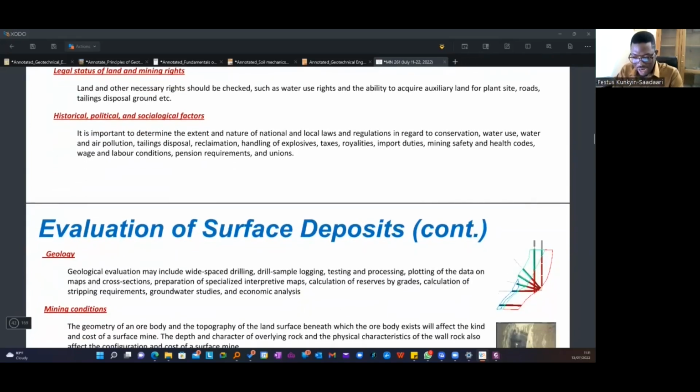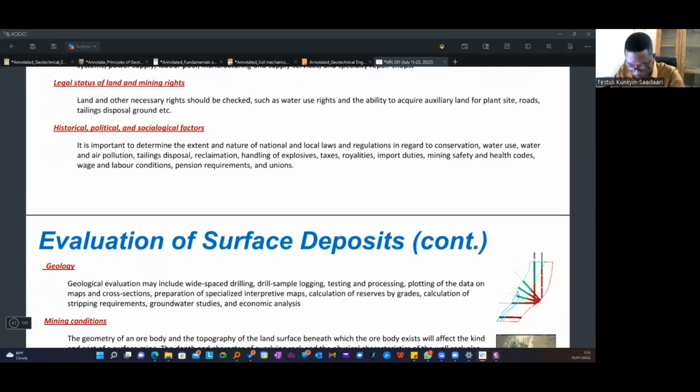So the legal rights and legal status of the land and mining rights. So what we are trying to say, it says that land and other necessary rights should be checked, such as water use rights, the ability to acquire auxiliary land for plant site, roads, tailings dams, and other things.